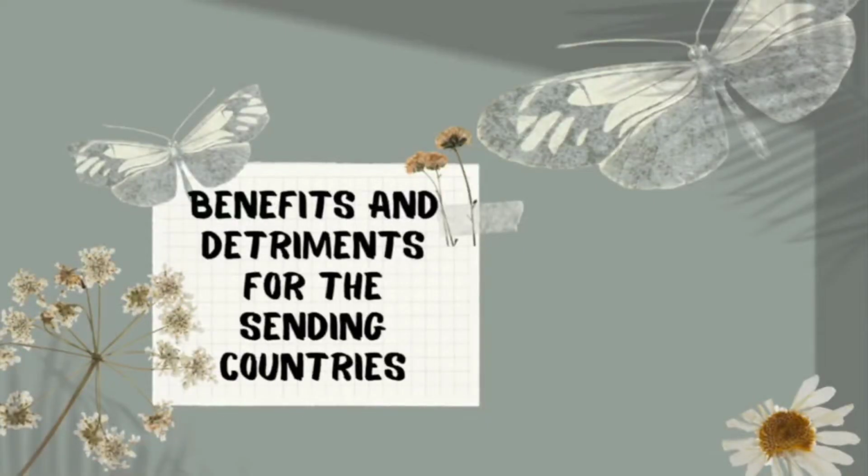Benefits and detriments for the sending countries. One aspect of migration that is pursued to benefit the sending country is the payment of remittances, or the sending of money back home. These large transfers of money from the prosperous developed world to the impoverished developing world are often viewed as key to the latter's economic development.